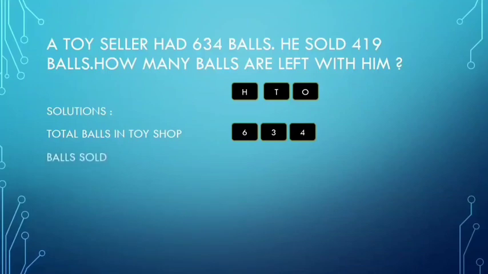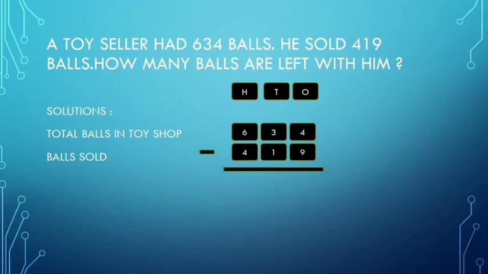What we will write? Balls sold. How many balls he sold out of 634 balls? Yes, 419. And we need to find out how many balls are left with him. So we need to subtract. Here comes the subtraction sign or minus sign. Let us subtract.